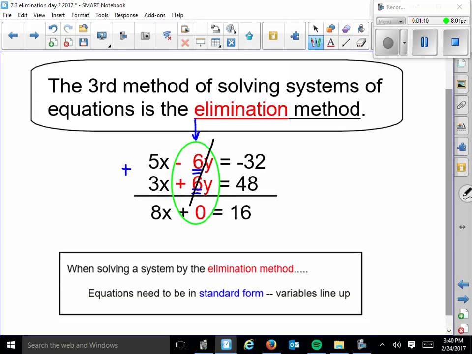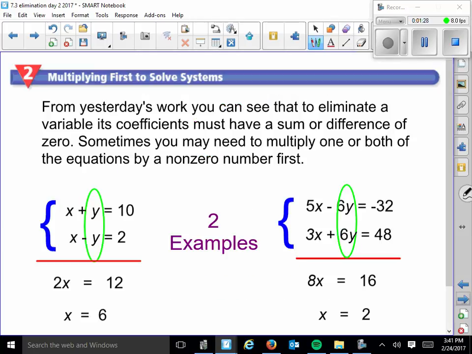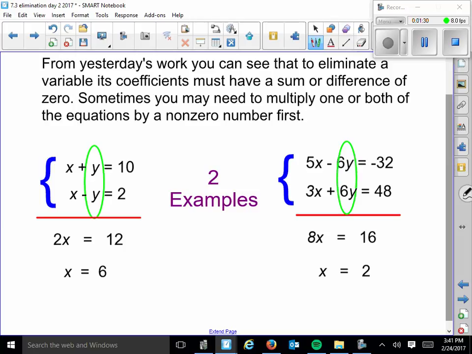In yesterday's problems, most of the equations were already set up so that the coefficients of either x or y were either the same or opposites. So the most we had to do was multiply by -1. All right, for example, these look like two of the problems that you had in your homework. Here the y's cancel out because the coefficients are 1 and -1. In the second example, we have -6 and +6.